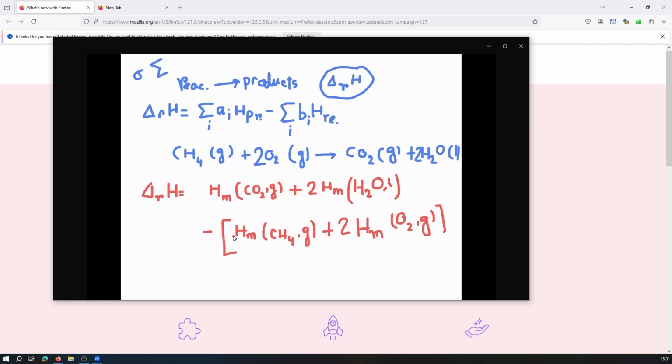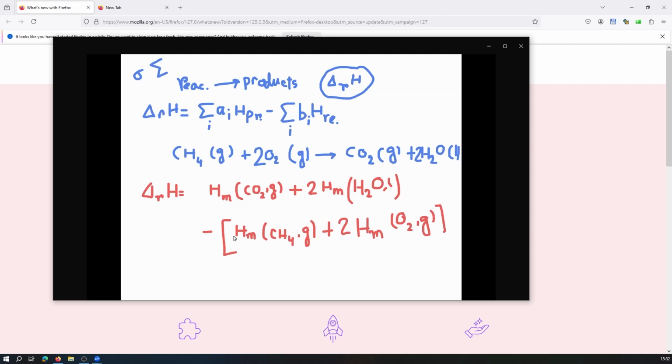Now, the enthalpy change of a reaction is a very useful quantity because knowledge of it is required when we need to plan the heating or cooling to maintain an industrial chemical reaction at a constant temperature. If we know the delta rH of a reaction, we can plan how we need to cool or heat the reaction.